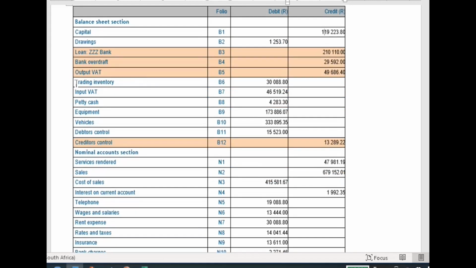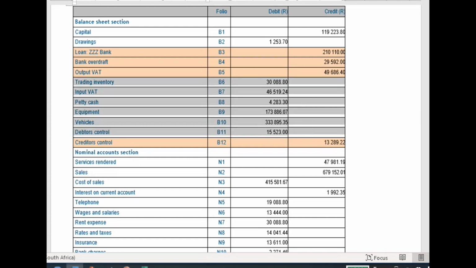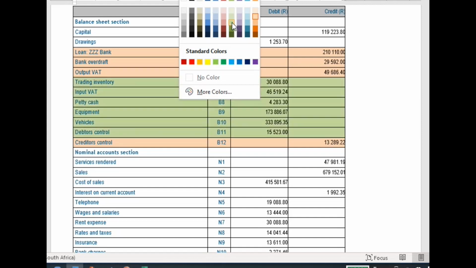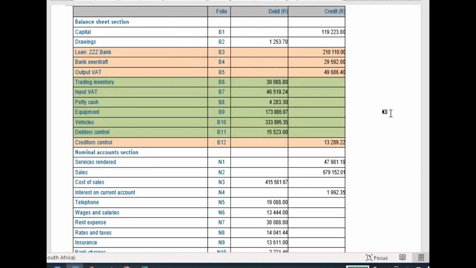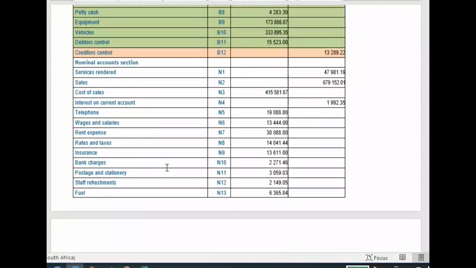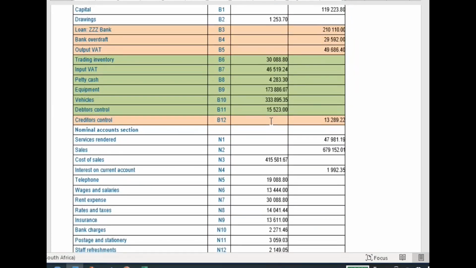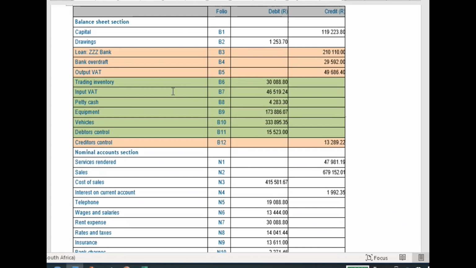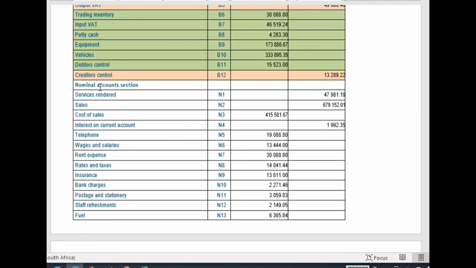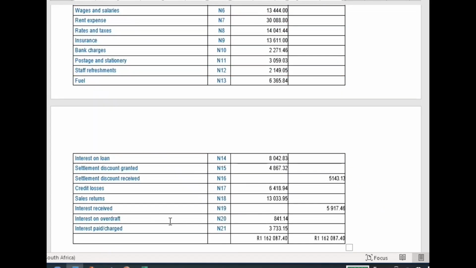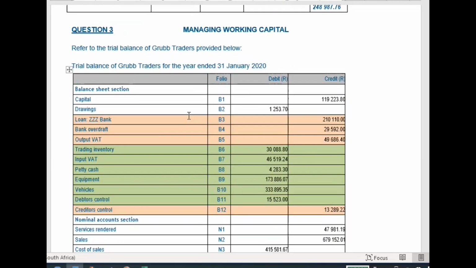Now we go and find everything that is an asset. Trading inventory is an asset. Input VAT, petty cash, equipment, vehicles, debtors control. All of these are our asset accounts, and we're happy with assets, so let's make those green. When it comes to everything else, it's either an income or an expense. It is not an asset or a liability. We are only looking for assets and liabilities. When we think of our accounting equation, capital and drawings fall outside of that, and all these income and expense accounts fall outside of our assets and liabilities.